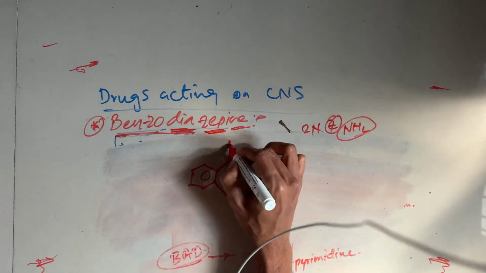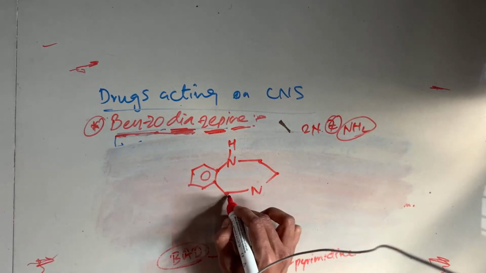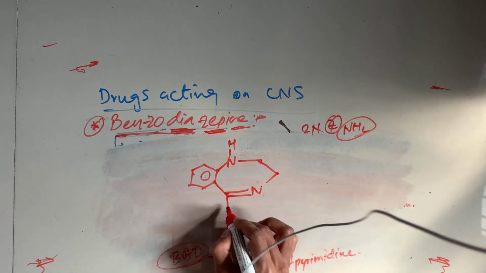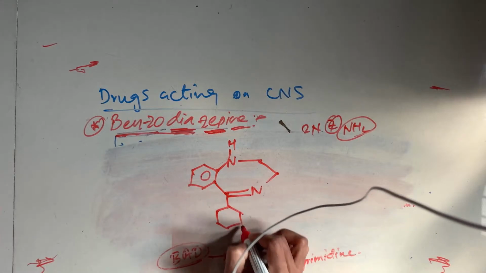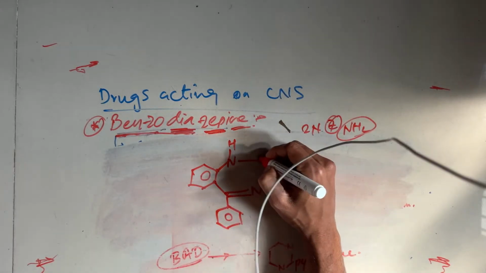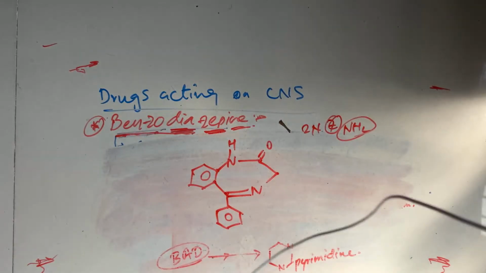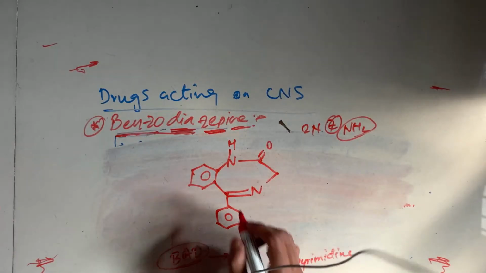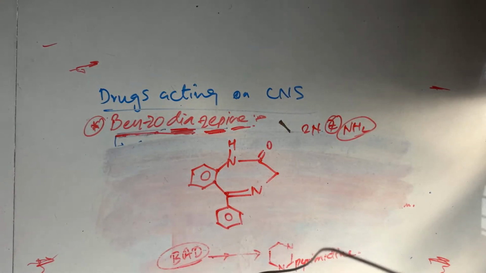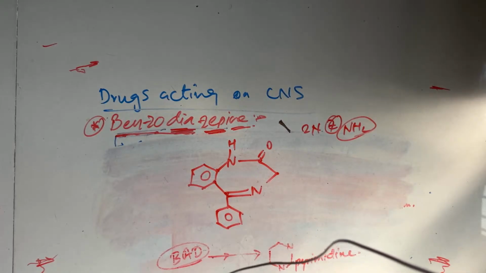Now this nitrogen will be connected to hydrogen. This nitrogen is having double bond. There will be a cyclic structure present, and this is very important for the activity. One double bond will be present there. Okay. So this is the structural scaffold or basic structure of the benzodiazepine. This is the basic structure of the benzodiazepine, right? Am I clear?